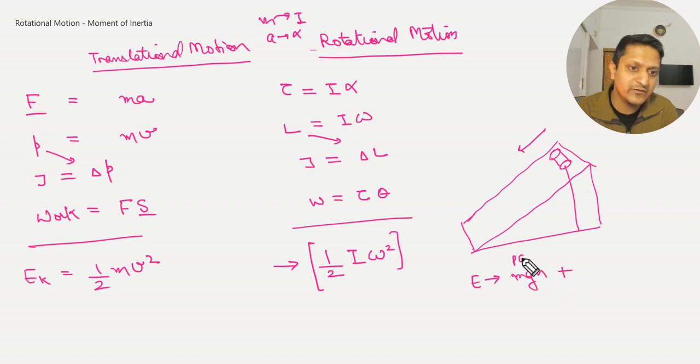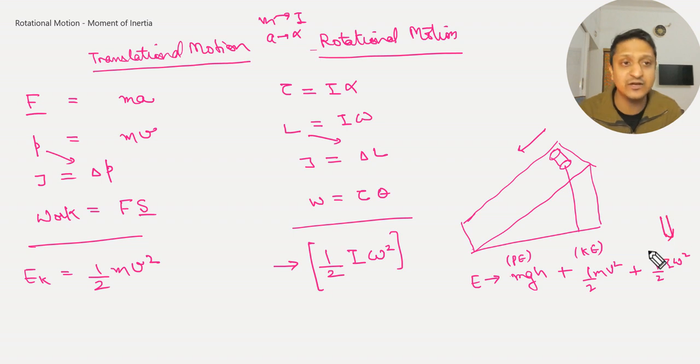You can write here potential energy. Then it will have kinetic energy, that is half mv square, and then it will have a rotational kinetic energy, that is the half I omega square. This is a very important concept because there would be some questions that this object will be rolling down. So when the object rolls down, the center of mass is going downwards.